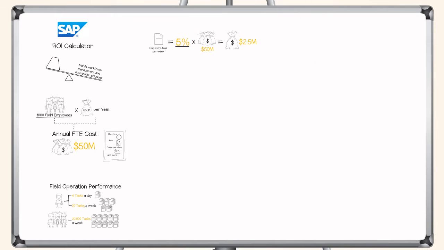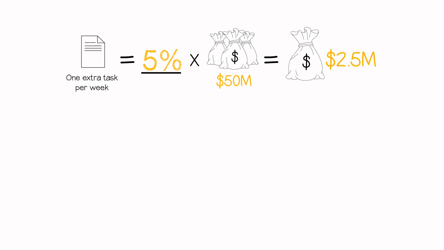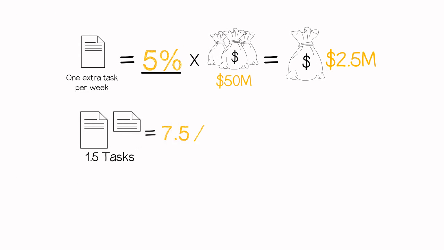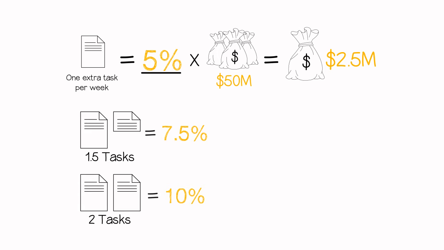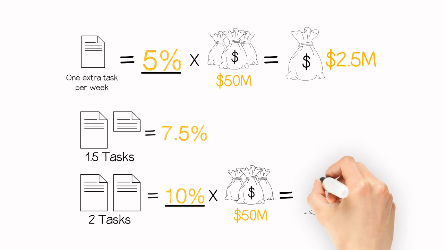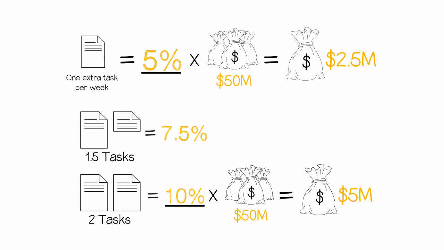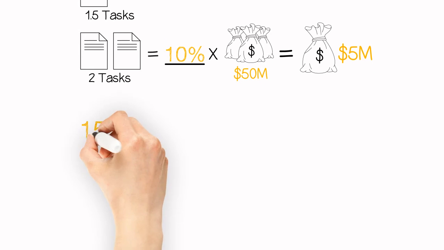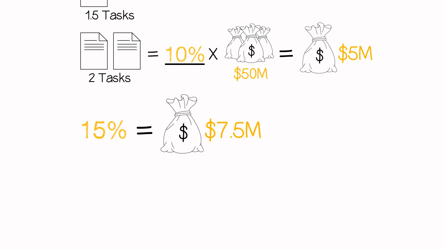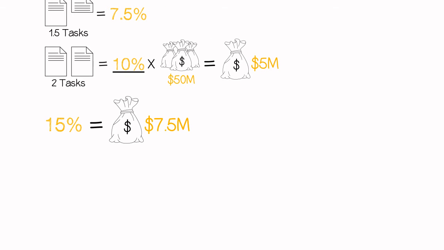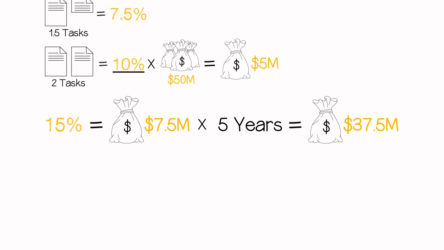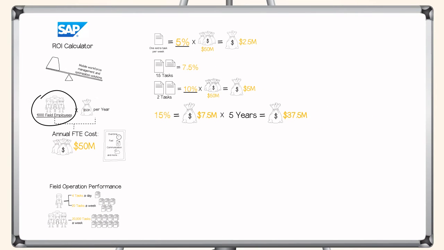But what if you can do more than 1 extra task per week? Say you can do 1.5. That's 7.5%. And if you get 2 extra tasks per week, we're talking about 10%. So very quickly you can start to do the math here and see that if it is 10%, which we might be able to get, it's an annual saving of $5 million. If it's 15%, it's now 7.5 million. And the numbers are truly staggering, generating a 5-year saving of $37.5 million in labor cost alone. And that's based on 1,000 field employees.